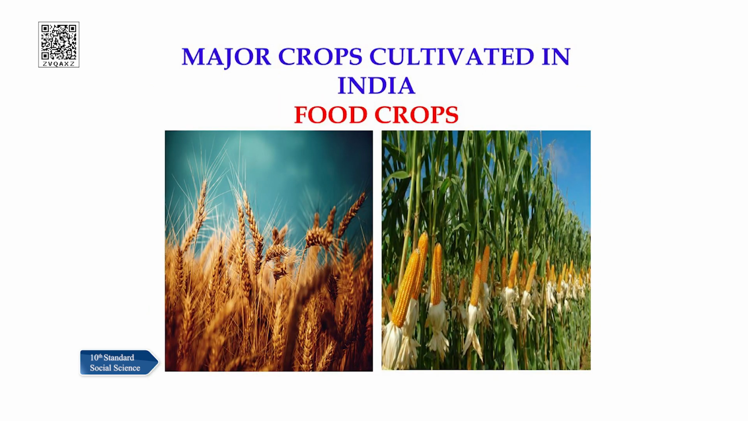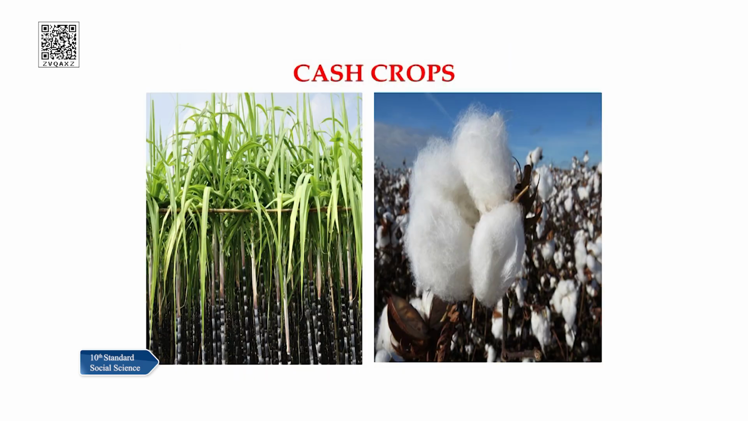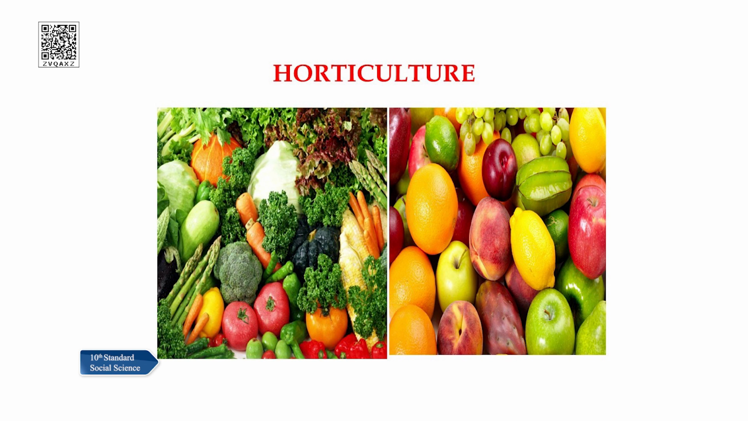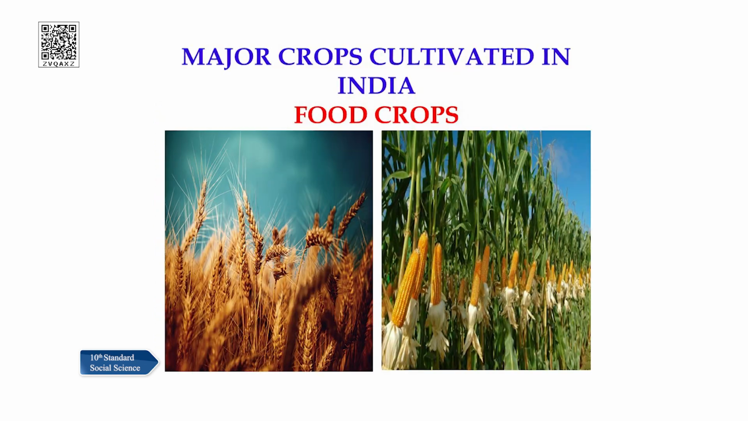Next, we have the major crops cultivated in India. Now, there are 4 major types of crops that are cultivated in India. First we will see the headings and then we will go into the detail. First, we have the food crops, then the cash crops, then the plantation crops, and lastly horticulture. Now we are going to see in detail what food crops actually are.